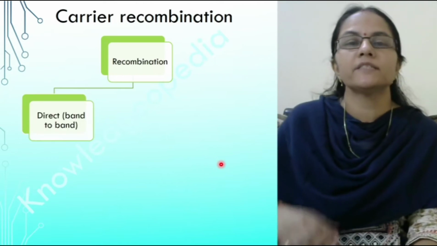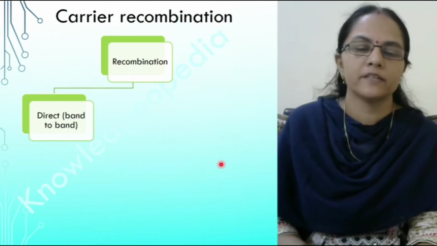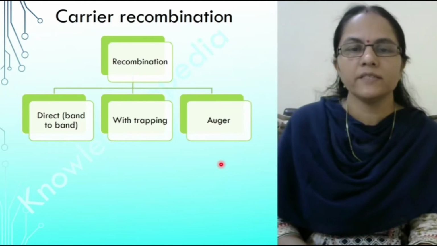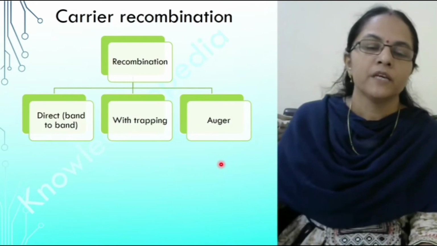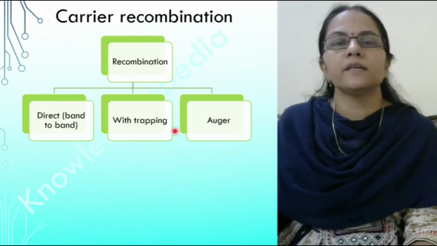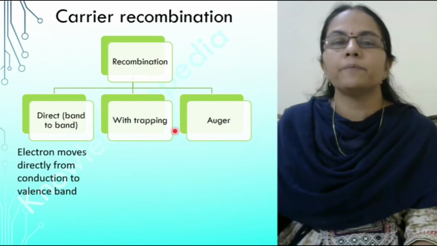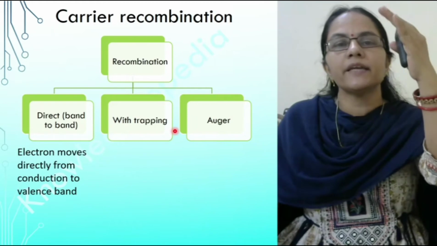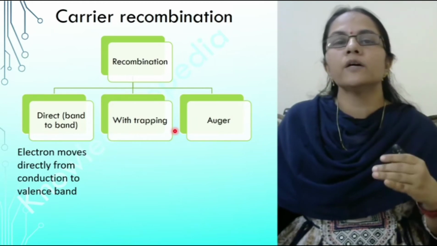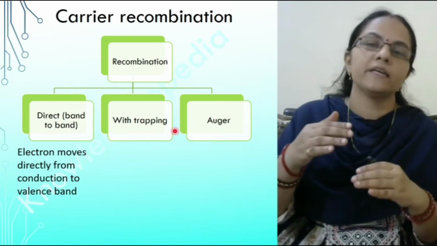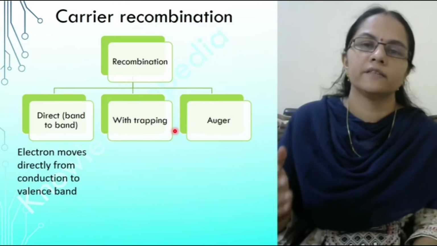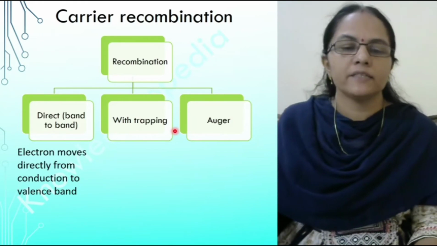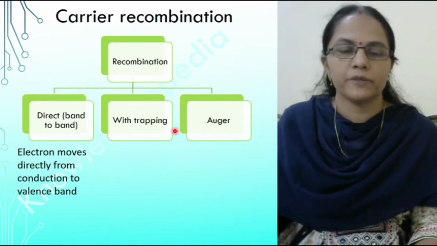The first one is direct or band-to-band recombination. The second one is with trapping, and the third one is Auger recombination. What is the difference between these three? Direct or band-to-band recombination occurs when the electron comes directly from the conduction band to the valence band, and the extra amount of energy is released either in the form of a photon or some radiation. That is known as direct recombination.